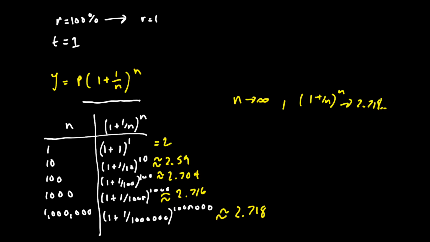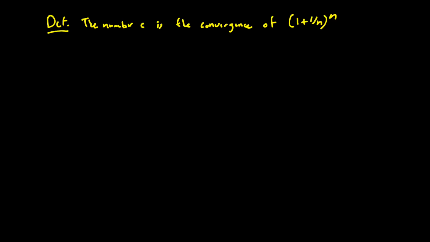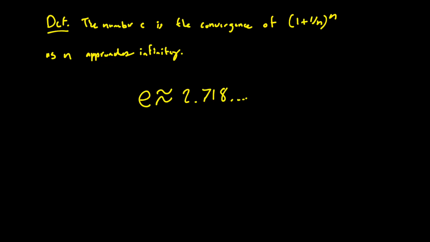And we define the number E then as follows. This is the number defined to be the convergence of 1 plus 1 over n raised to the n as the values of n approach infinity. And again, approximately the natural number E is equal to 2.718, and so on and so forth.